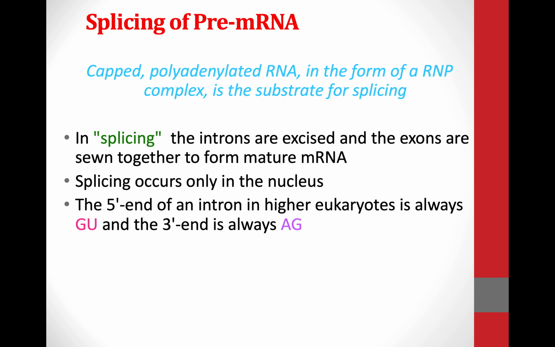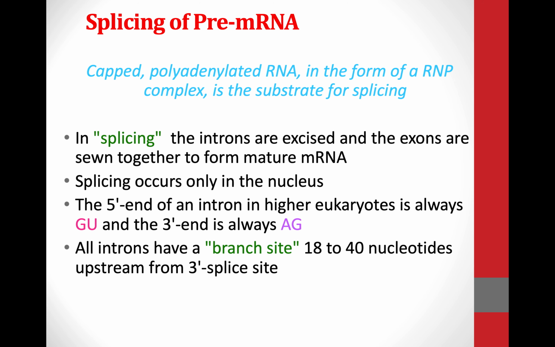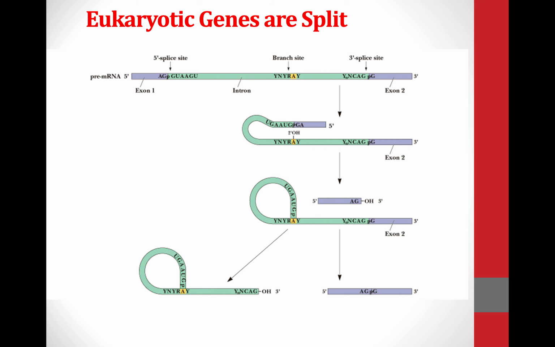So the 5' end of an intron, usually in higher eukaryotes, is always GU in the sequence, and the 3' end is always AG. And don't ask me why, but this is quite common. All introns have a branch site as well, around 18 to 40 nucleotides upstream from the 3' splice site. You can refer to your notes, it's actually in the next slide. The branch site is the one that is essential for splicing, to form the lariat branch, and then it will be cut off. So this is what I was talking about just now.